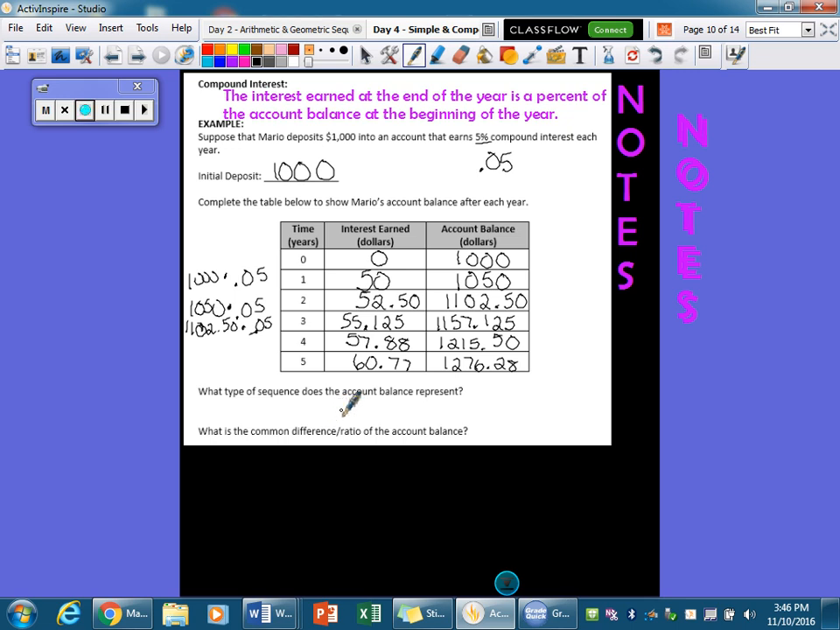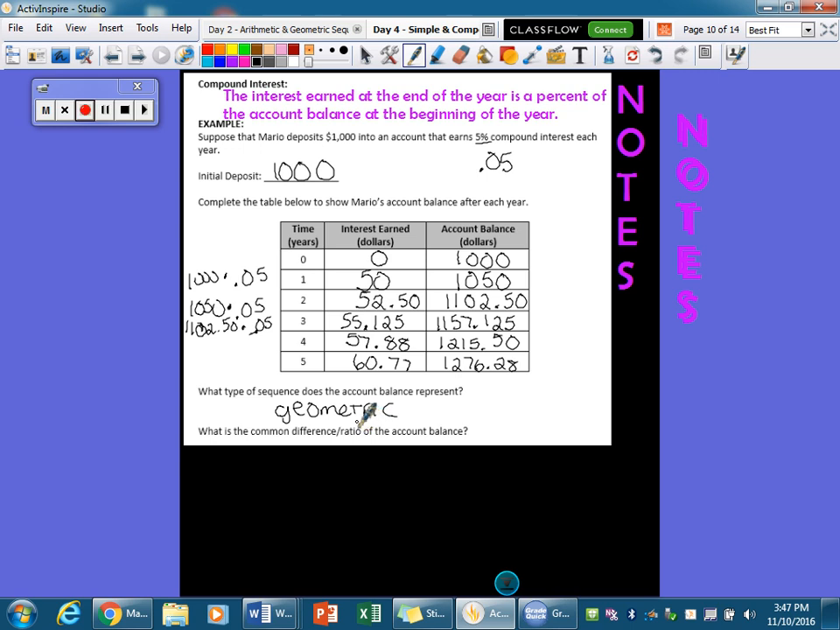Now we need to think about what type of sequence this is. Think about it. We are not adding the same amount each time. One where we had plus 50, it's not plus 50 anymore. So that means I'm actually multiplying. So this is a geometric sequence.